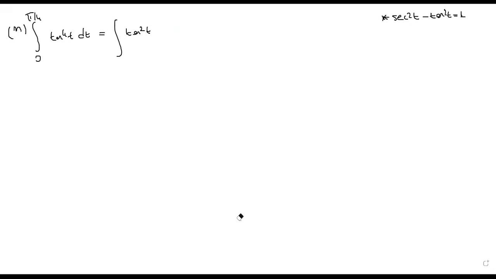Let me write directly. So we have tangent squared t times (secant squared t minus 1) dt, right? From 0 to pi over 4. Now, what do we get? If we distribute it, we get tangent squared t secant squared t minus tangent squared t dt from 0 to pi over 4, right? And we can separate these two integrals. So let me write it here.